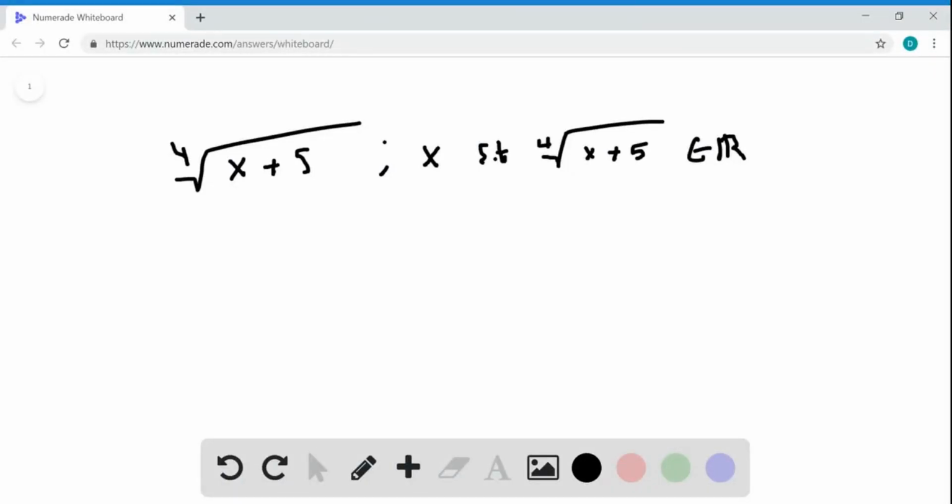Okay, hey guys, so in this problem we are given the fourth root of x plus 5, and we are being asked to solve for the values of x, such that the fourth root of x plus 5 is an element in the real numbers.